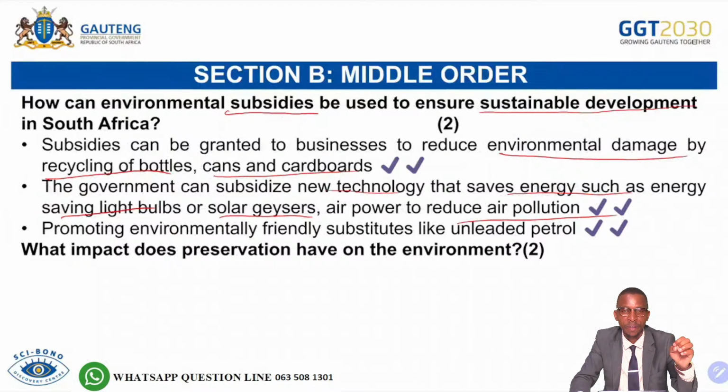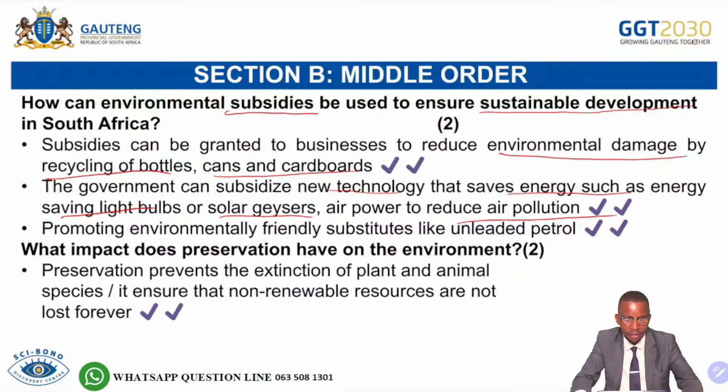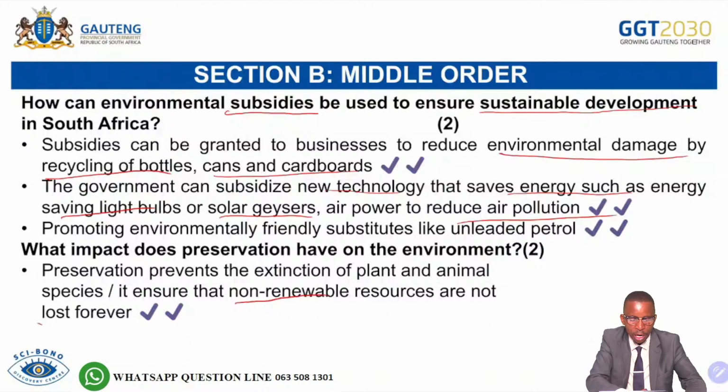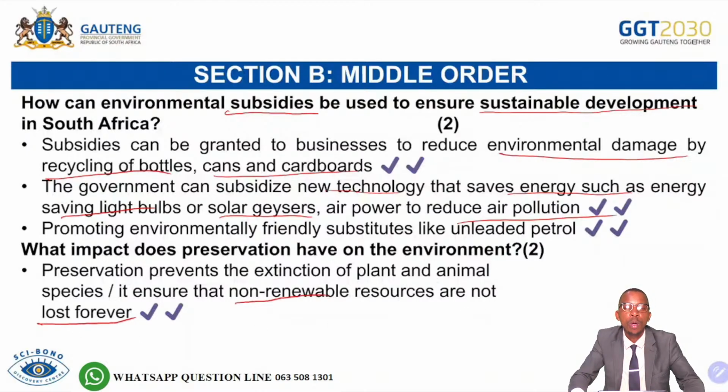So if we are preserving, we are protecting them, we are taking care of them, we are using them in a manner that is not destructive, so that future generations can enjoy the same benefits as the current generation. Preservation prevents the extinction of plants and animal species. It ensures that non-renewable resources are not lost forever. Even some renewable resources should not be abused when they are being utilized, because if they are abused, they will be depleted in a short period of time. Then it will take longer for them to recover, even though they can be recovered again.